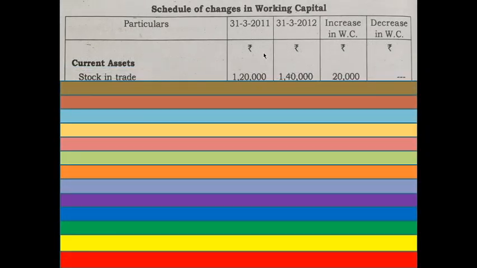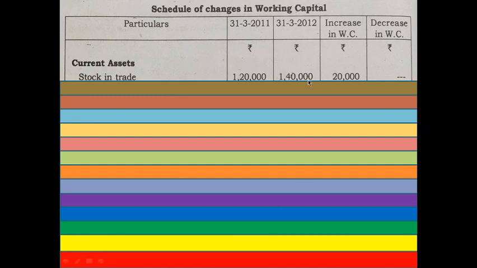So note it down, 1,20,000. Remember, you need to put the years properly. Merely writing the years in any order doesn't mean that you will get the correct answer. You have to give the first year to the first column, followed by the following year to the second column. So in 2011 it was 1,20,000, and in 2012 it is 1,40,000. If you go through it, you can see an increase of 20,000 because current assets have increased.